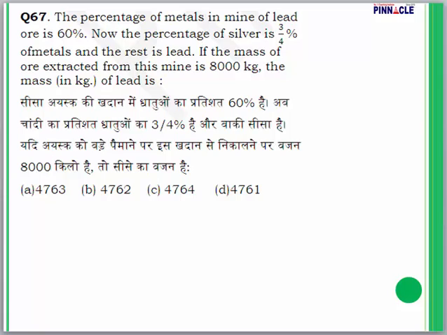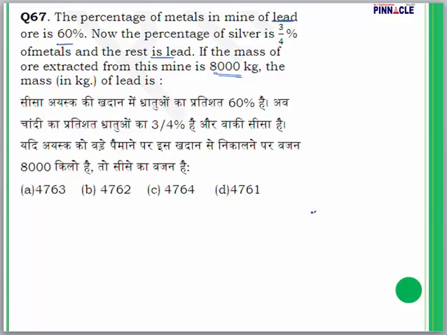Question number 67. Percentage of metal in a mine of lead ore is 60%. Now the percentage of silver is 3/4% of the metal and the rest is lead. Out of the metals, 3/4% is silver and the rest are other metals. Rest is lead.